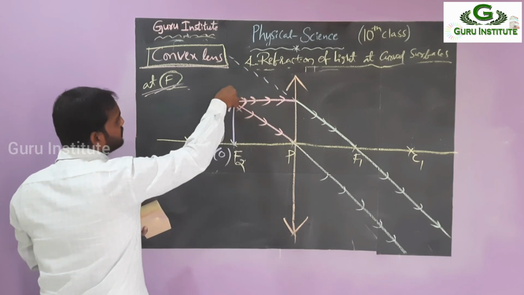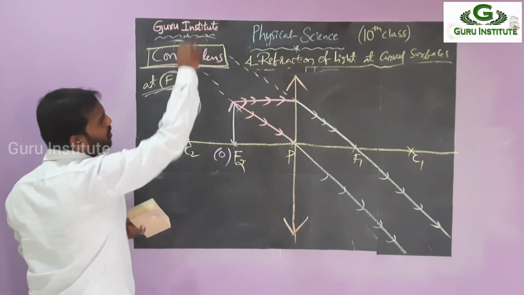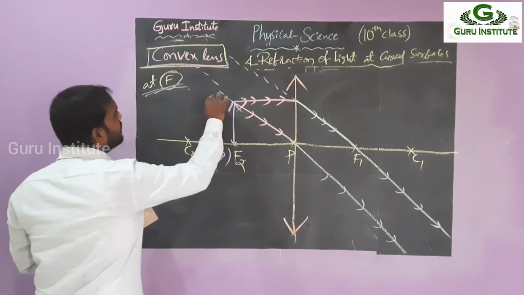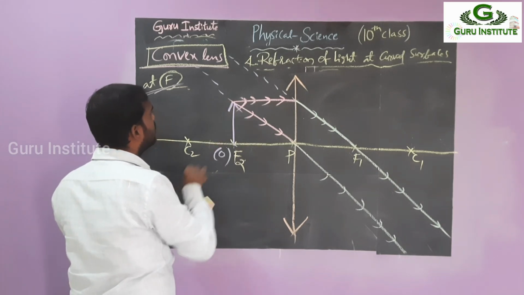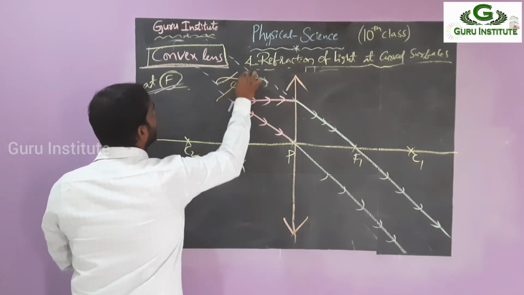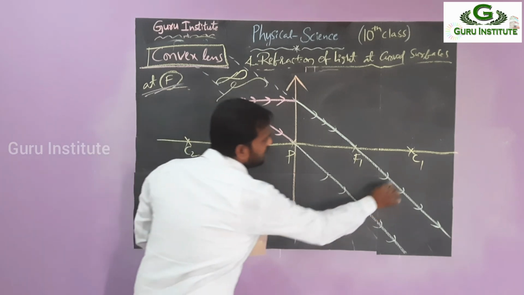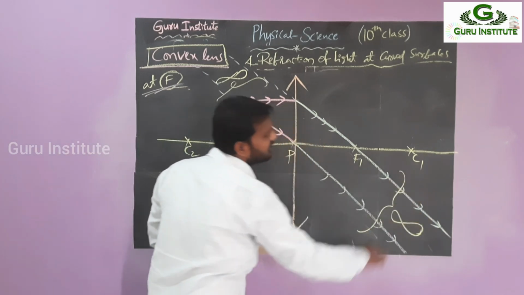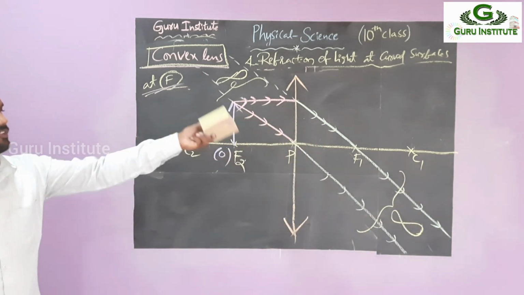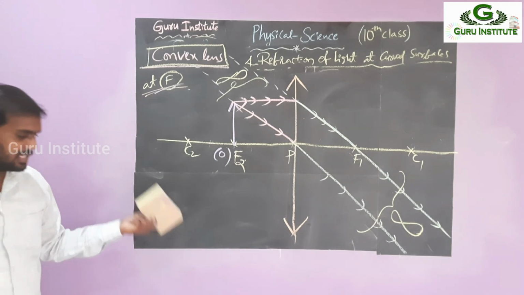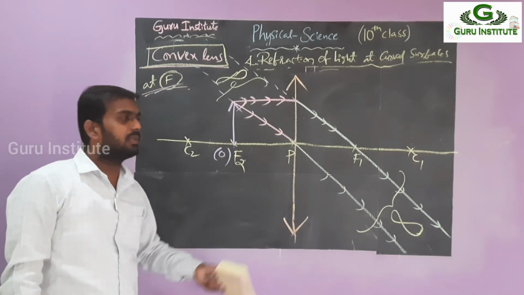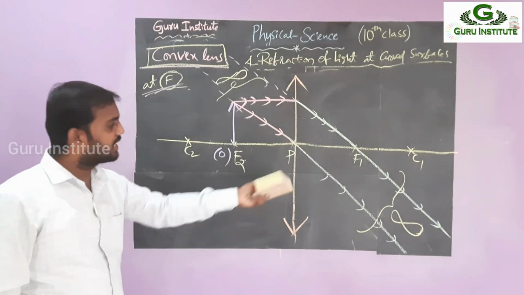Correct. In the top also they do not meet. So what happened? We have to think that they would meet at infinity. Right? Somewhere they will meet, right? Compulsorily an image will be formed, which means somewhere they will meet, but we can't know where they meet. So that's why we are taking infinity.